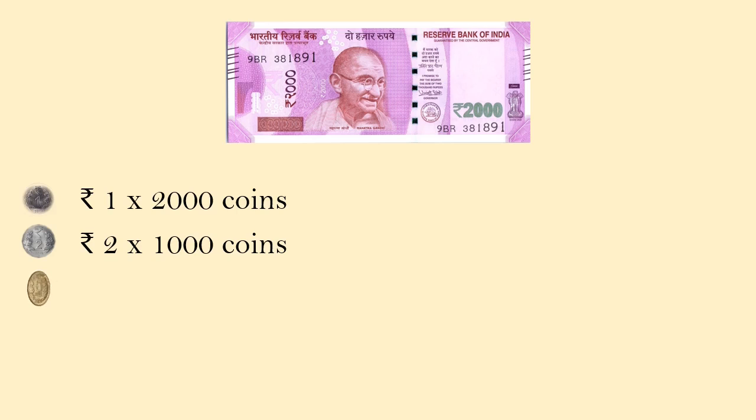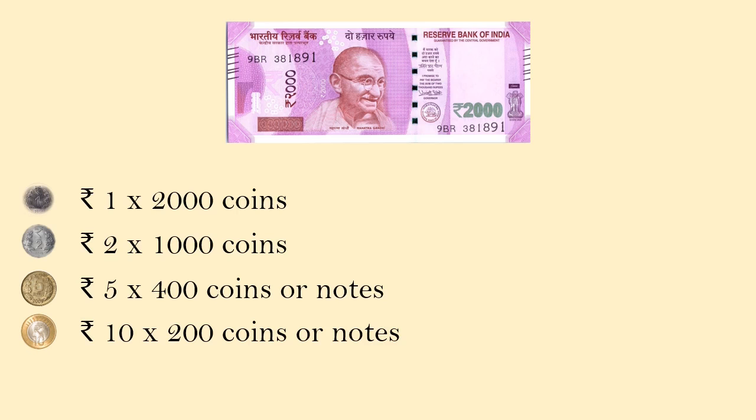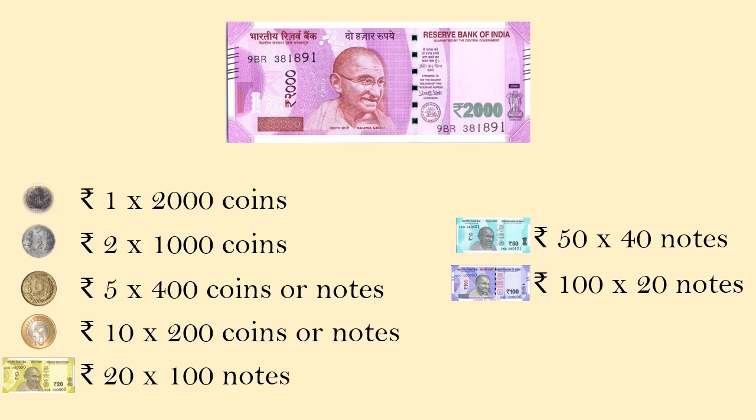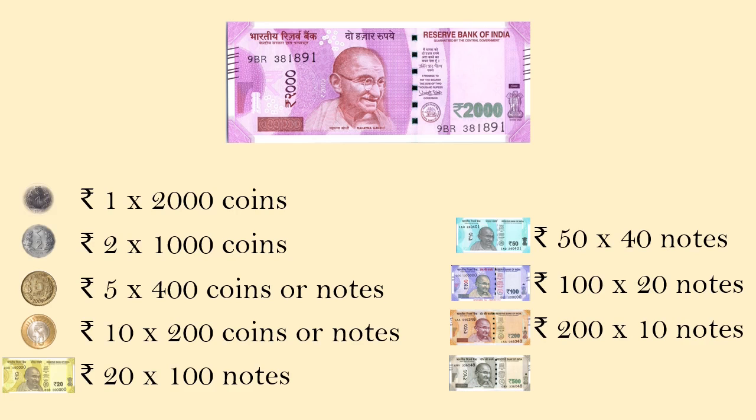If it was 5 rupee coins or notes, I'd get 400. If it was 10 rupee coins or notes, I would get 200 coins or 200 notes. If it was 20 rupees, I would get 100 notes of 20 rupees. If it were 50 rupees, I would get 40 notes of 50 rupees. If it was 100 rupees, I would get 20 notes of 100 rupees. If it was 200 rupees, I would get 10 notes of 200 rupees. And the next currency we have is the 500 rupee note, in which case I would have got just 4 notes.